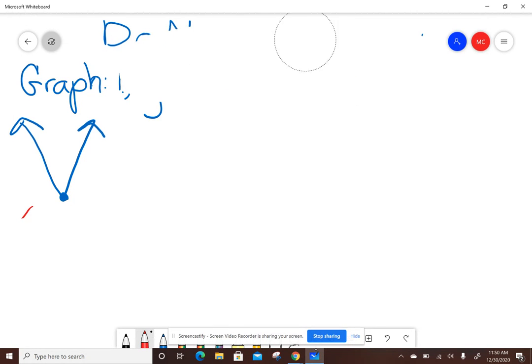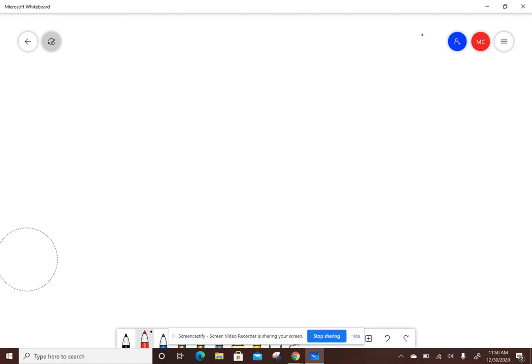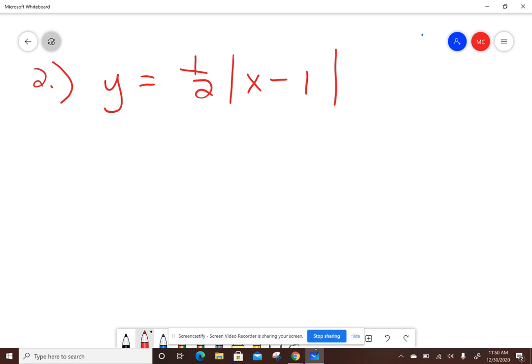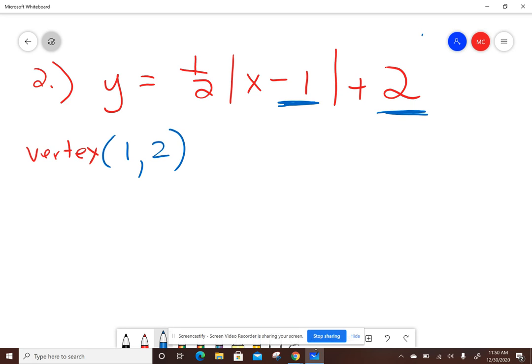So now let's look at the next one. Number 2 was y equals 1/2 |x - 1| + 2. So the first thing is I find the vertex. And the vertex is the opposite of what I see there and there. So my vertex is 1, 2. The number outside the absolute value is 1/2, which means I rise 1 when I run 2.